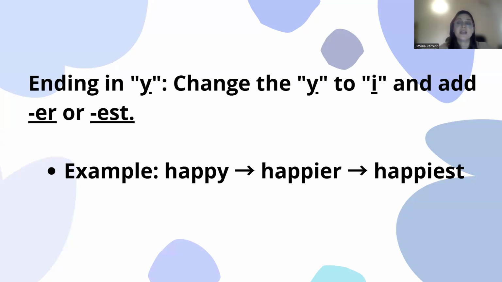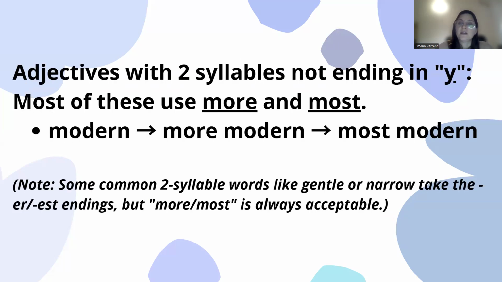Another exception. If the adjective ends in y, we change the y to i and then we add er or est. For example, happy, happier, happiest. Another exception. Adjectives with two syllables which do not end in y, we add more or most. For example, modern, more modern, most modern.